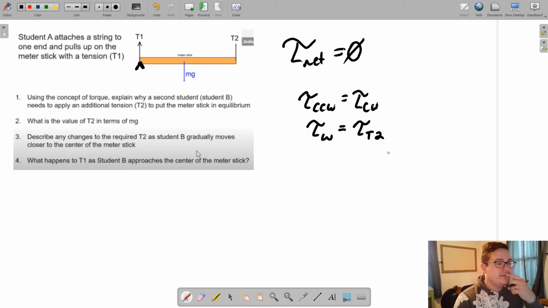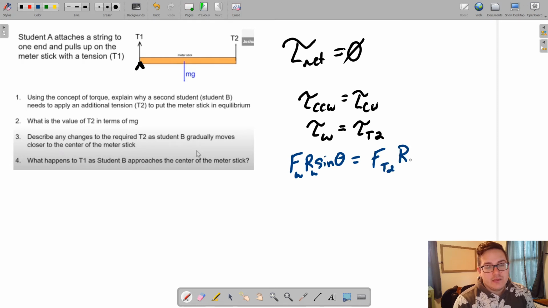So what is the value of T2 in terms of mg? So again, sticking with saying that this is my frame of reference here, what we're going to do then is say that the torque weight equals torque T2, and so that's going to be F r sine theta. Now the force for weight is going to be, put weight here, and that radius from the weight, and T2 is going to be tension 2, so force from tension 2, radius from tension 2, sine theta.